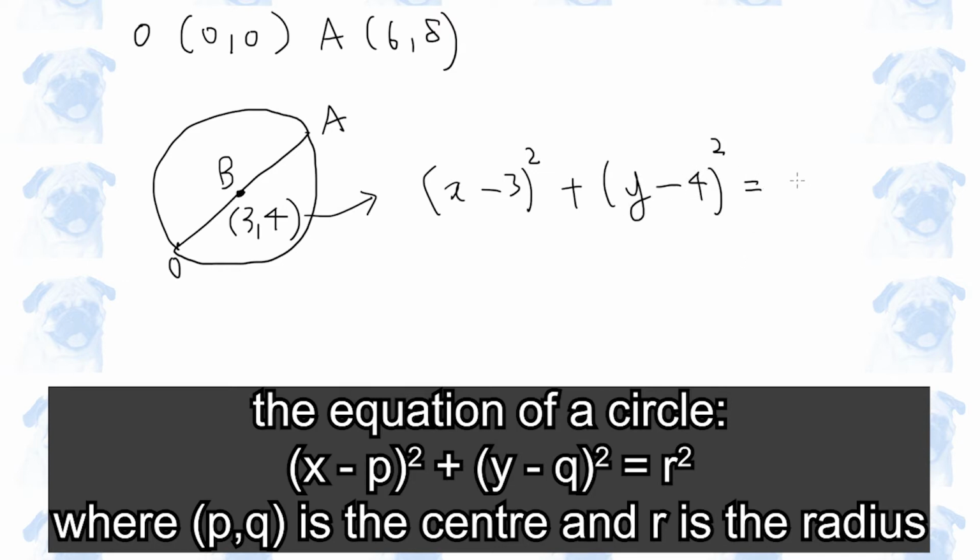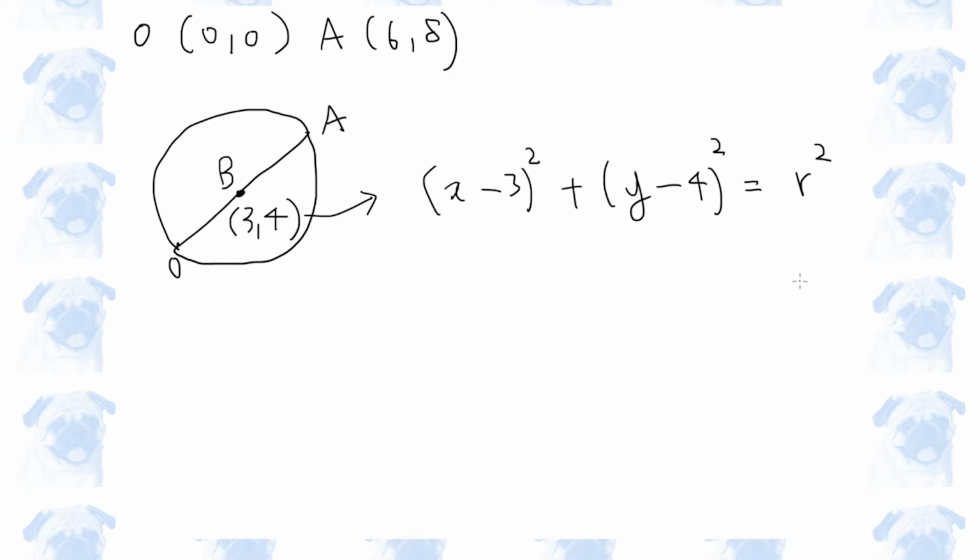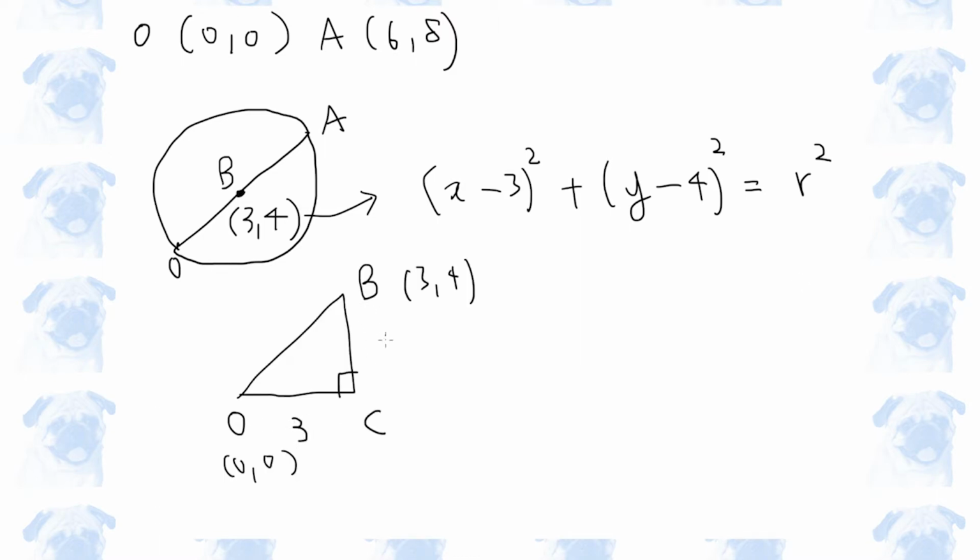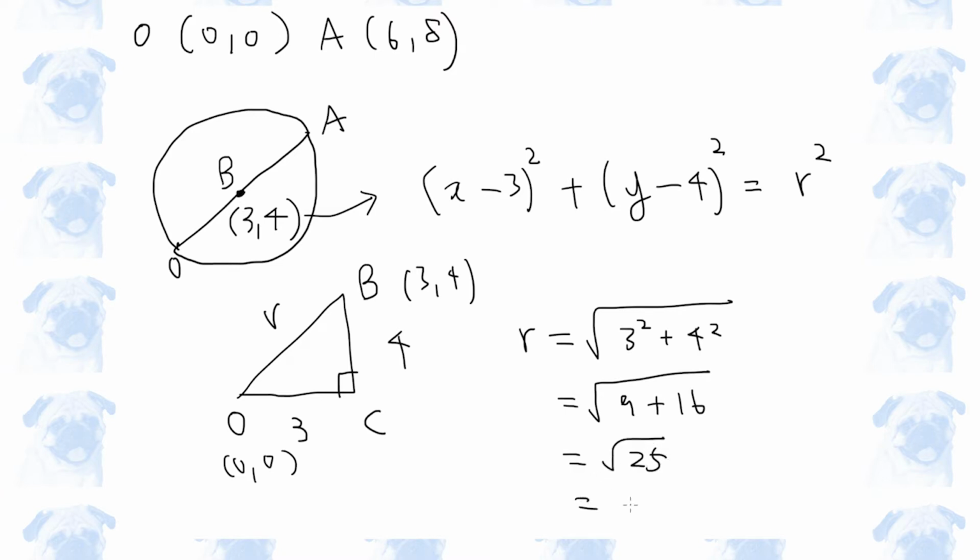And then we need to find the radius r. The length OC is 3 and the length BC is 4. So let's use the Pythagorean theorem to figure out the length of r, or OB. So this is the final answer.